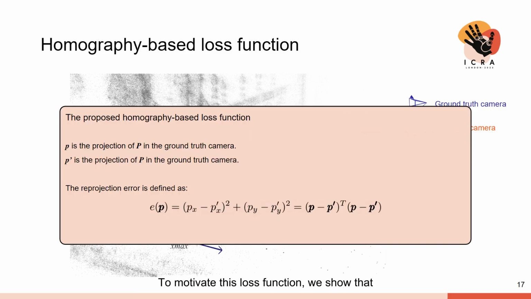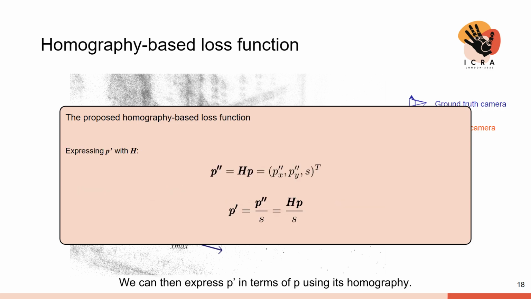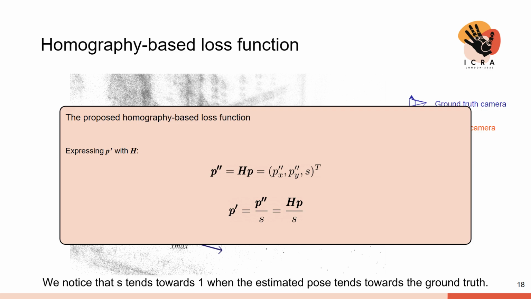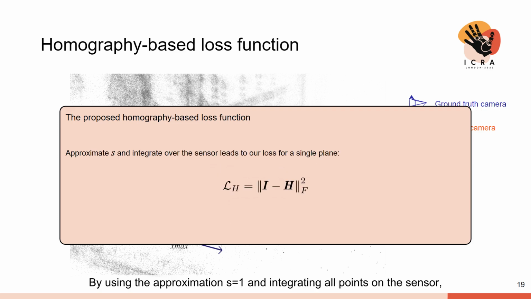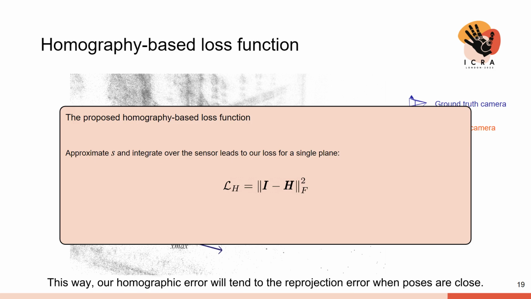To motivate this loss function, we show that there is a connection between our loss and the reprojection error. Let P and P' be the respective projection of the same 3D point into the ground truth and estimated camera views. We can express the reprojection error as displayed. We can then express P' in terms of P using its homography. We notice that S tends toward 1 when the estimated pose tends toward the ground truth. By using the approximation S equals 1 and integrating all points on the tensor, we retrieve our single plane homography loss. This way, our homographic error will tend to the reprojection error when poses are close. We additionally demonstrate in the paper that the proposed loss function reaches its minimum if and only if poses are actually superimposed.